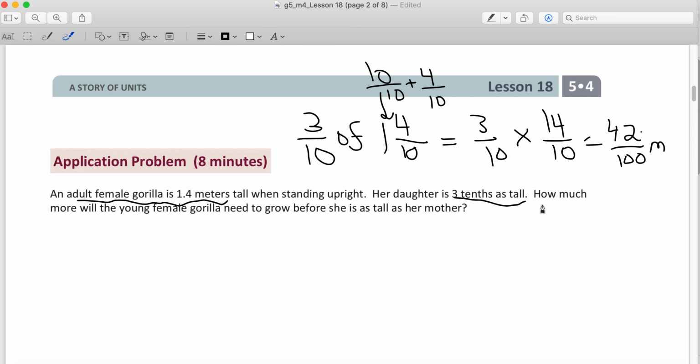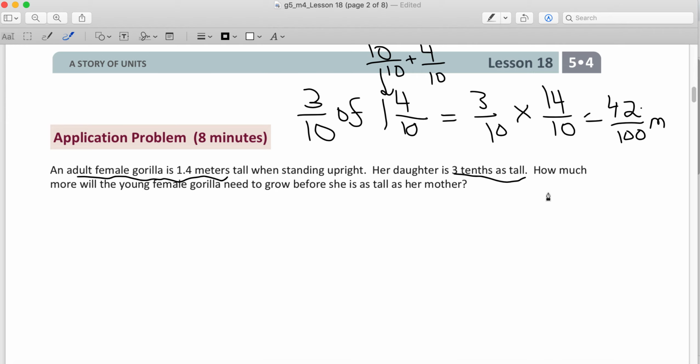Okay, so it says how much more will the female gorilla need to grow before she's as tall as her mother? So that means we need to subtract the two. So this is in fraction form. This is in decimal form. Why don't we change this back into decimal form? So this is 42 hundredths, so you know we're going to write that as 0.42. All right, and I've got 1.4, so I'm going to line up the decimals.